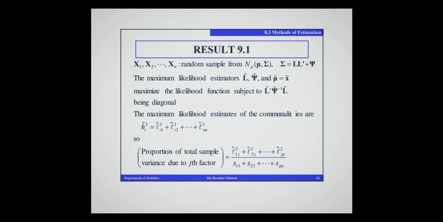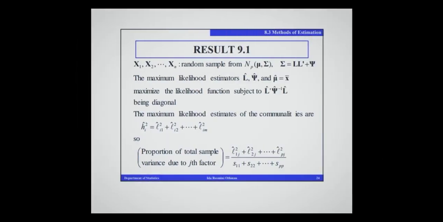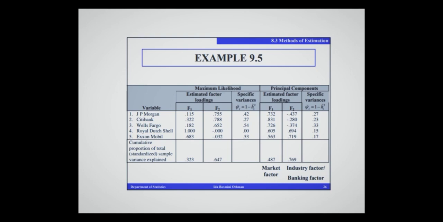If we use big sigma to find the lambda, and if we use rho, which is the correlation matrix, it will be communalities divide dengan P, which is the total standardized. Itu saja beza dia.